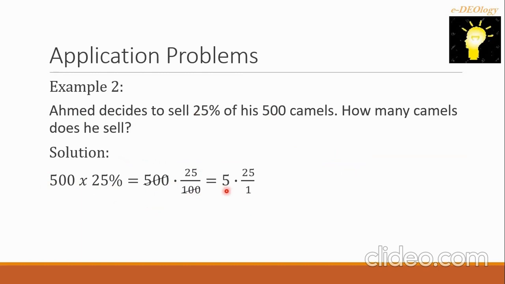And then we multiply 5 by 25 all over 1. So this gives us 125, or the final answer, 125 camels. It means Ahmed will sell 125 of his camels.